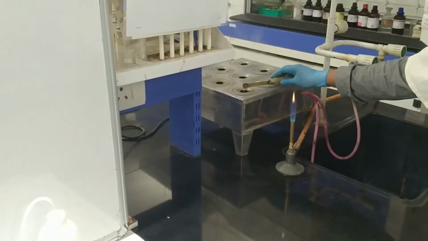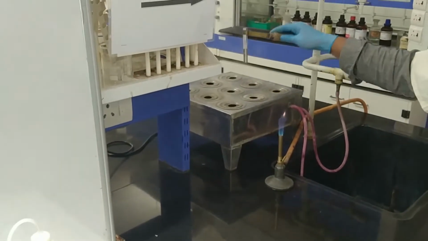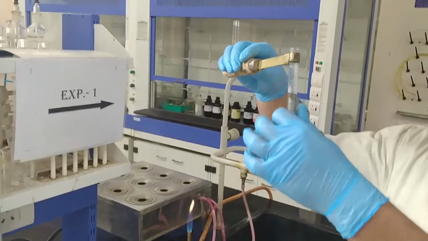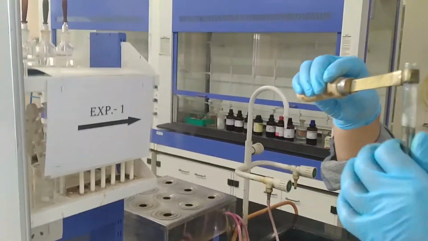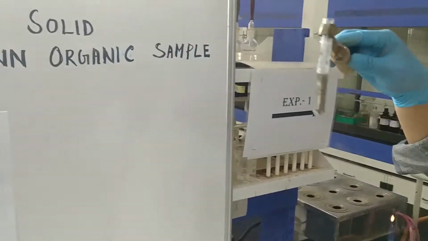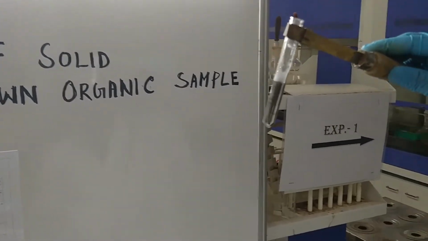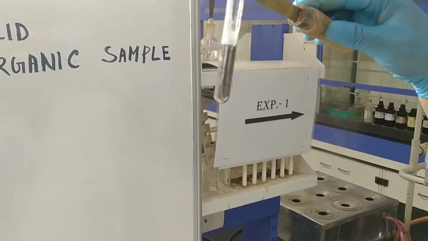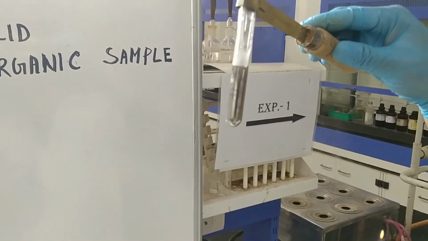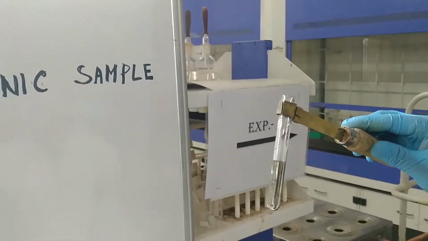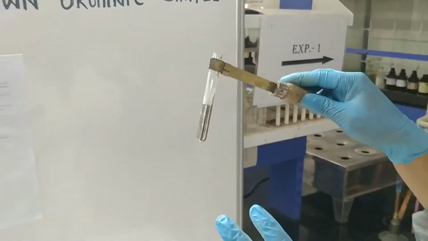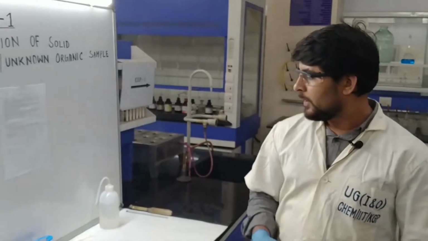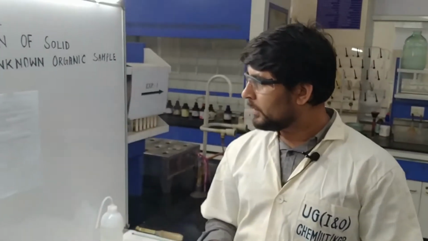Okay, now just check. Oh, fine. So see this one, guys. A nice silver mirror appears on the inner wall of the test tube. So our Tollens test is also completed. Okay, so we already completed the Tollens test.